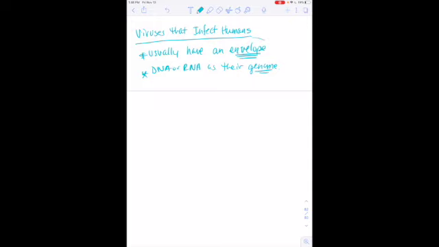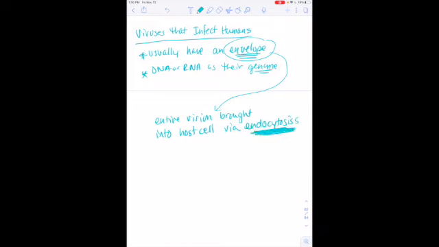So when they have an envelope, it's going to be similar to the lytic cycle, but in this case, the uncoating happens inside the cell. The entire virus with its envelope is brought into the host cell by endocytosis. So the entire virion is brought into the host cell via endocytosis. All right, and you still have to have attachment. And you still go through the attachment phase.